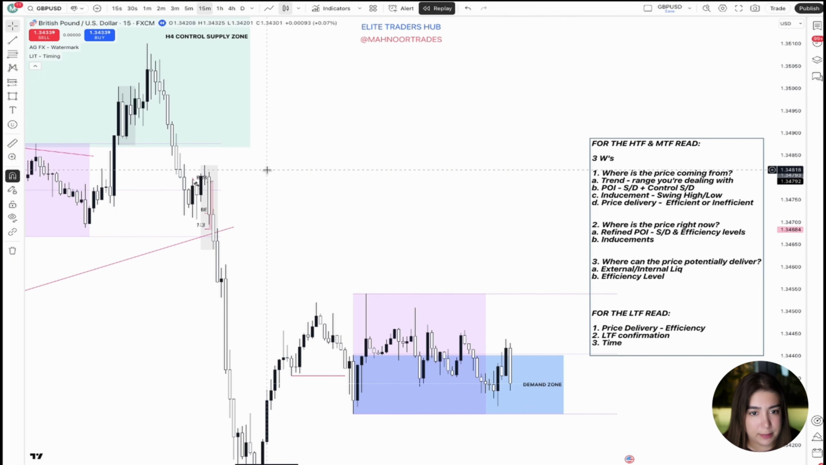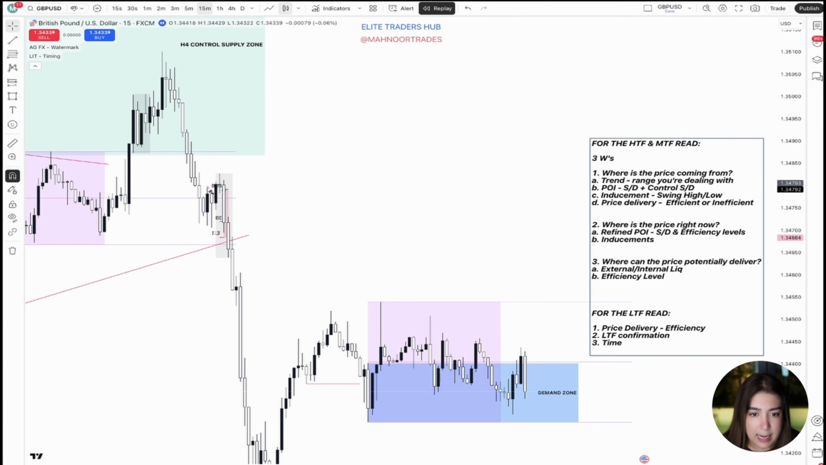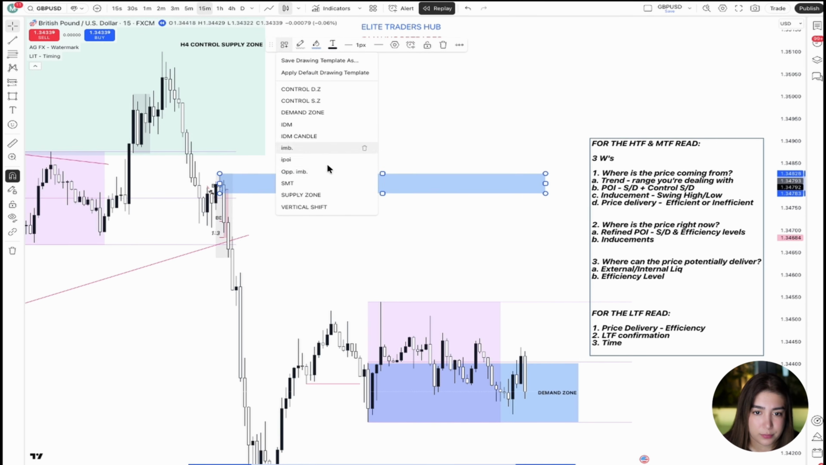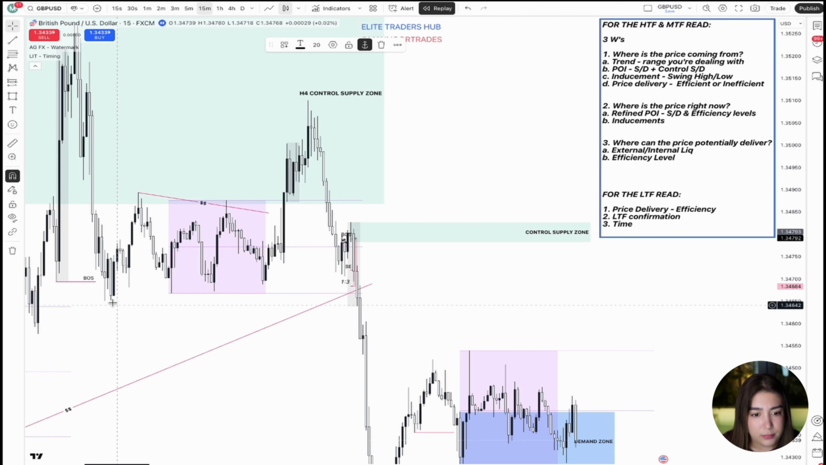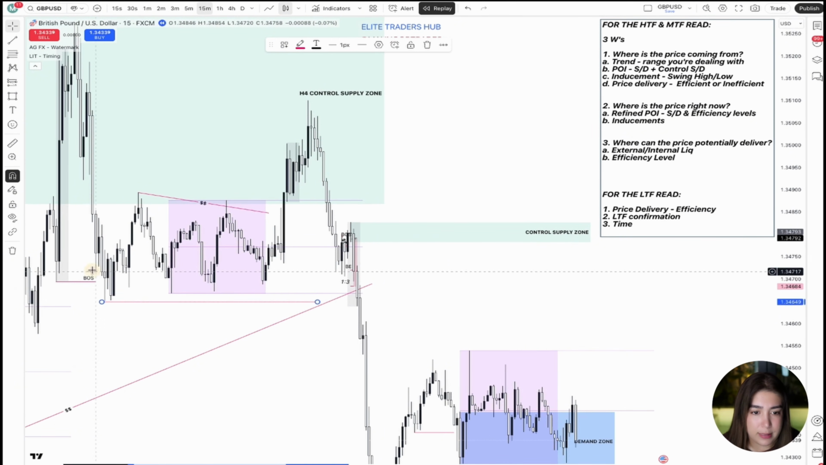Now, in terms of our control supply zone, I see this structural point as our control supply zone. Why is that our control supply zone? Because that's the lowest point before the price started to create higher highs and higher lows. So you had a low here. After that, price started to create higher highs, higher lows. Buyers were in control for a bit, and then price reversed and finally gave you a break of structure at this point to create a new low.